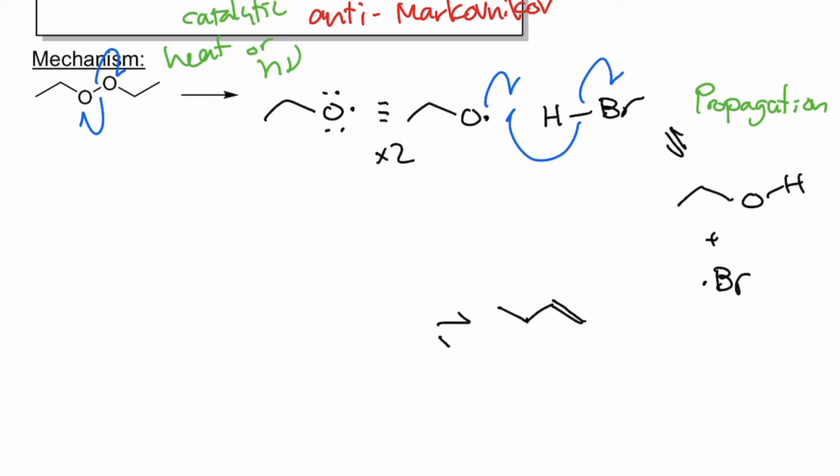But we haven't seen how propagation might work with double bonds yet as far as the mechanism goes. And here's another type of propagation. It doesn't necessarily always have to involve abstraction of a hydrogen radical or hydrogen atom. What can happen is a radical can add to a double bond like this.